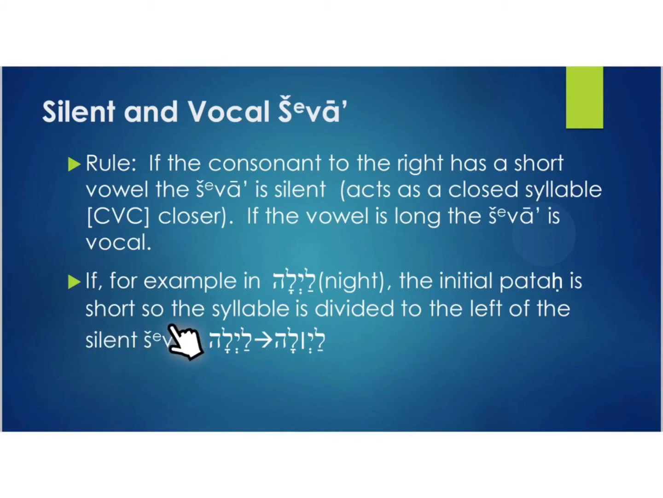So the syllable is divided to the left of the silent Shewa. So here it is consonant vowel, because this is a short vowel, then the Shewa under Yod is considered to be silent. So it is lay-la. This is not pronounced, but this is a silent Shewa. So it is lay-la.